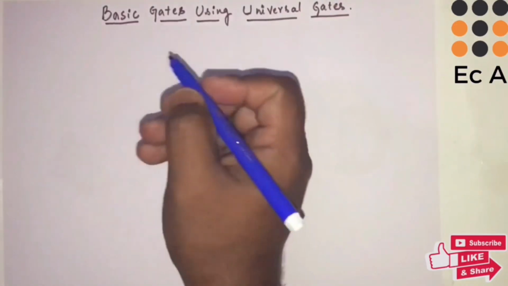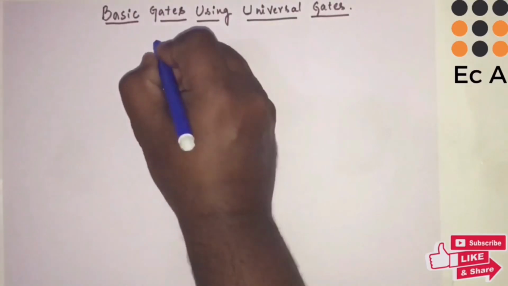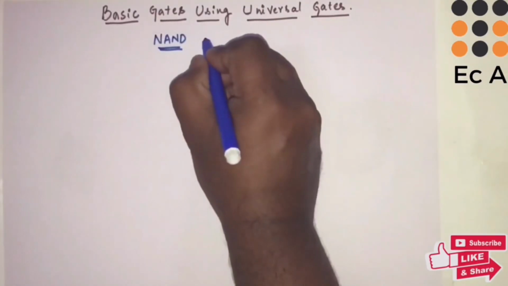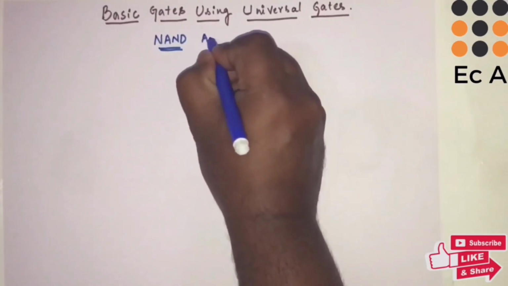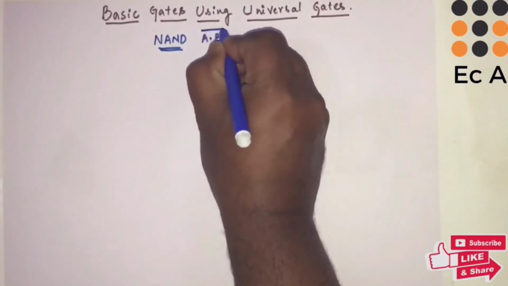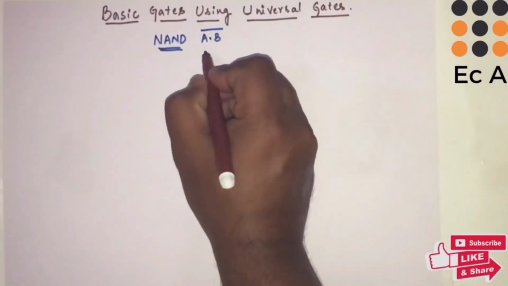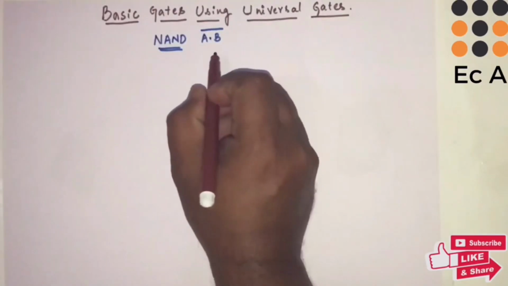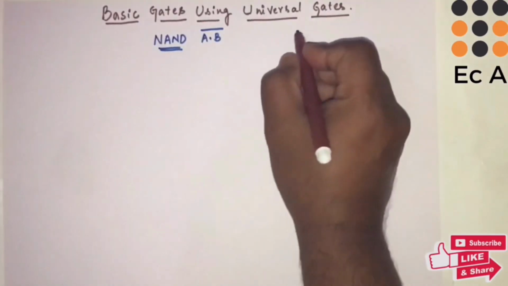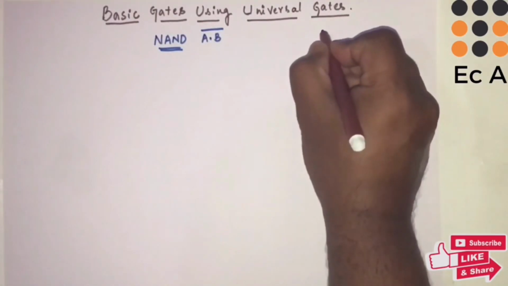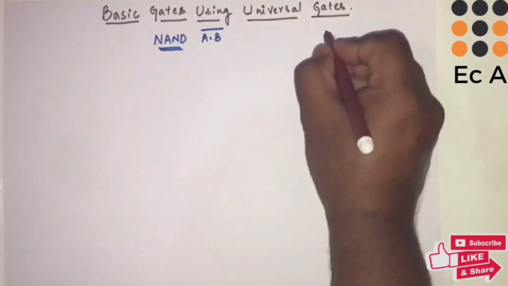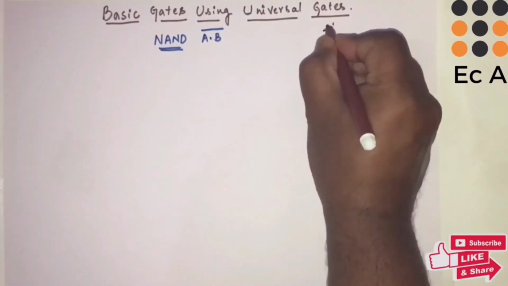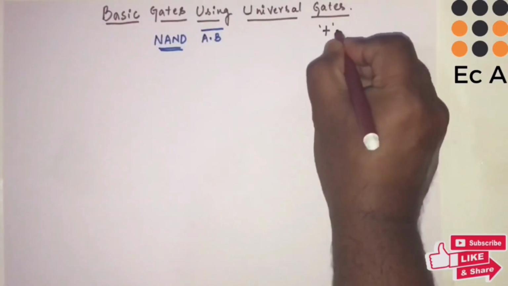Now let us implement basic gates using NAND gate. We know the expression for NAND gate. It is A dot B whole bar. So always remember, while implementing any Boolean expression using NAND gate, we need to eliminate plus sign. So in a Boolean expression, if there is a plus sign, we need to eliminate this plus sign.